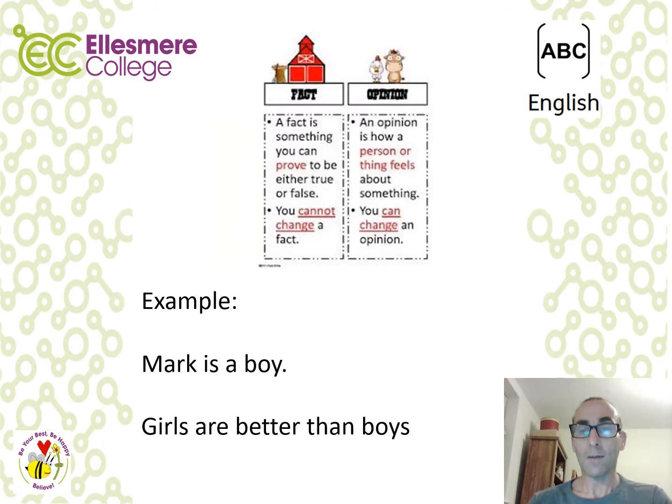In the next lesson, we're going to consider the difference between facts and opinion. A fact is something you can prove to be either true or false. You cannot change a fact. An opinion is how a person or thing feels about something. You can change an opinion. So, for example, Mark is a boy is a fact, whilst girls are better than boys is an opinion. You'll initially start with these and then develop your own ideas from there.